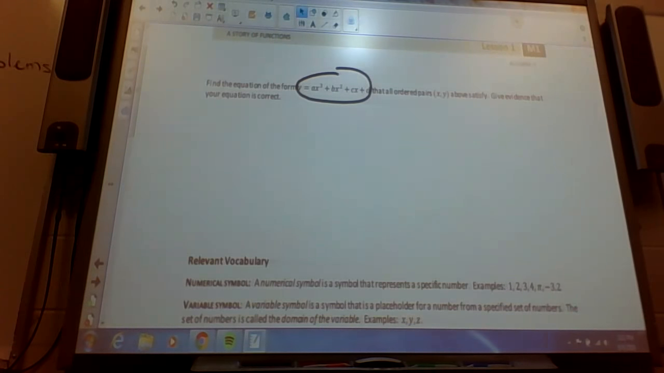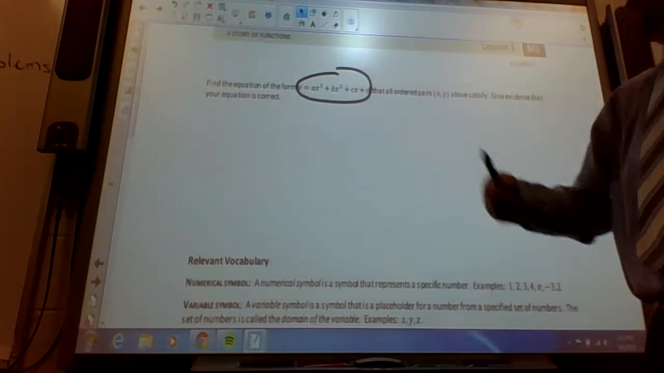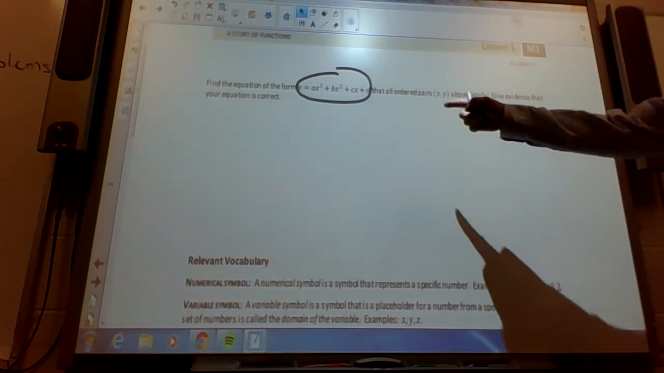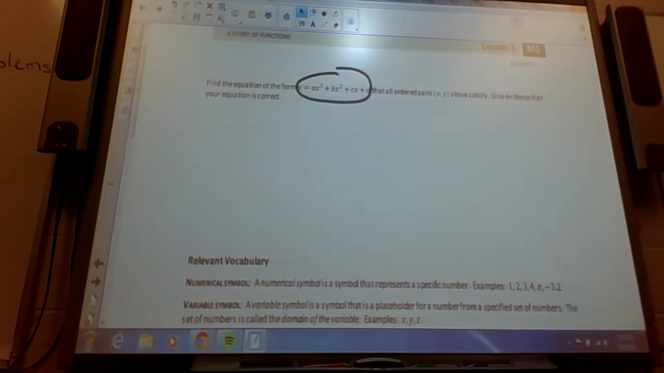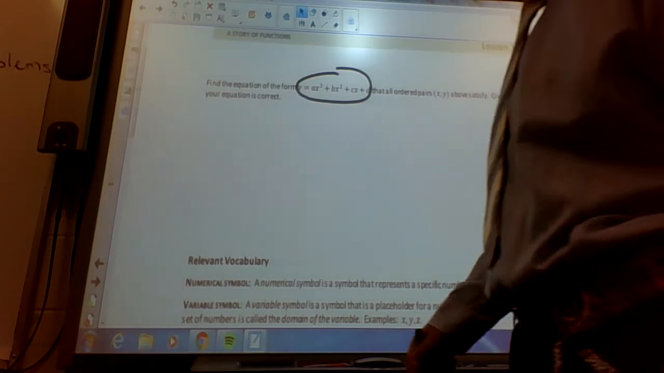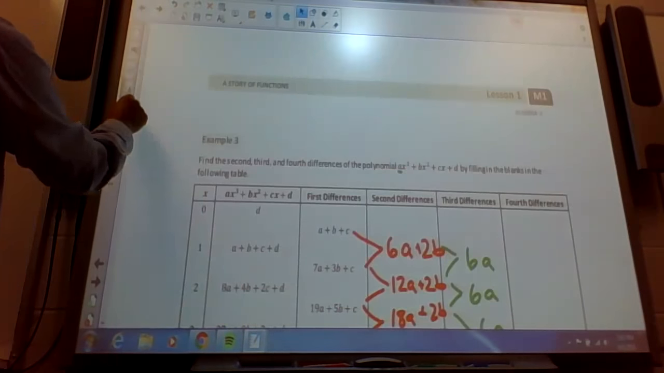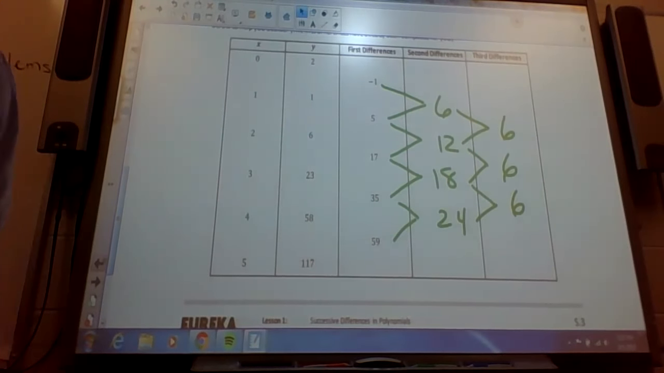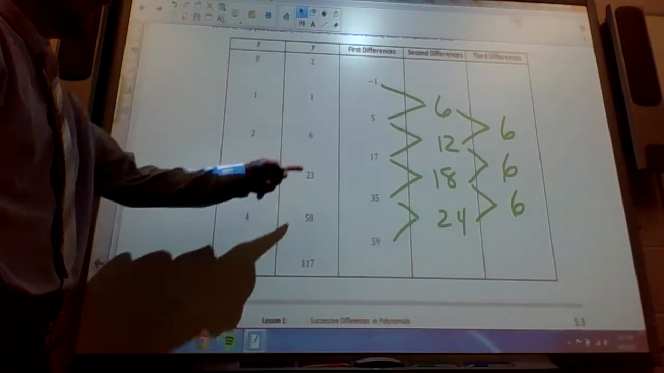But I want you to find the equation of the form ax cubed plus bx squared plus cx plus d that all ordered pairs above satisfy. What ordered pairs above? Is there something on the previous page? Yeah, it's supposed to be those numbers, okay. These numbers?